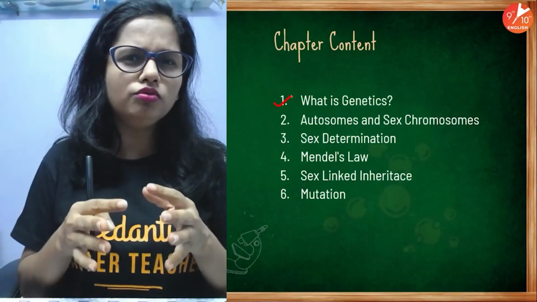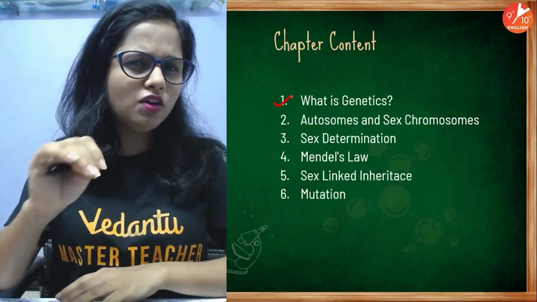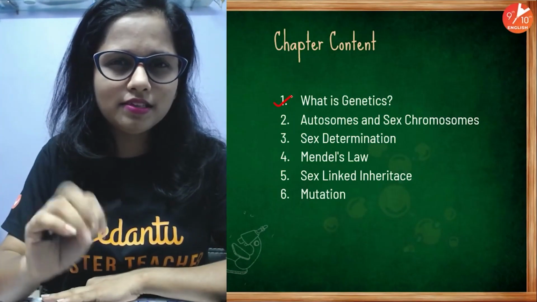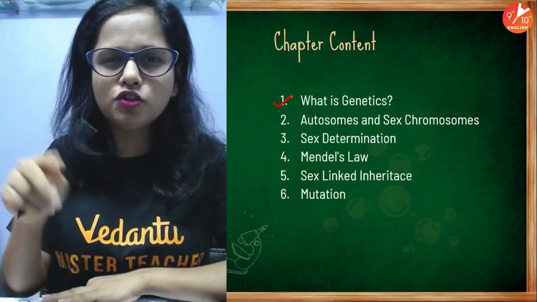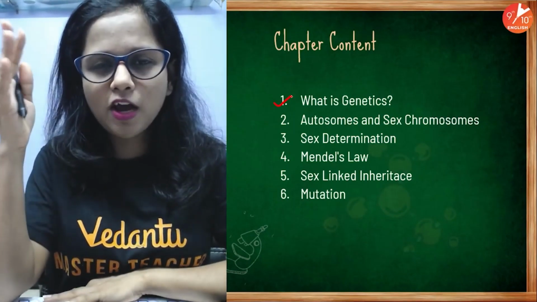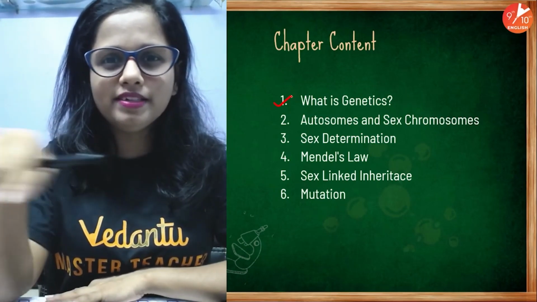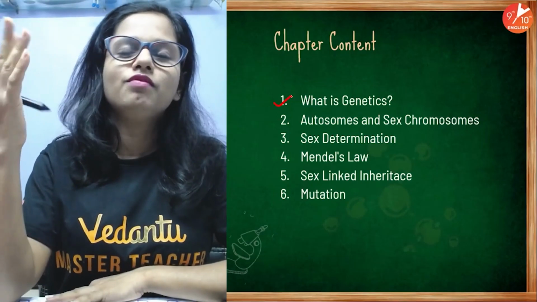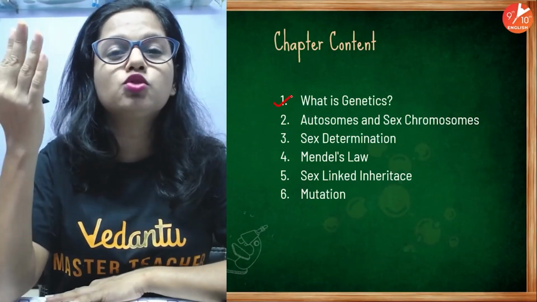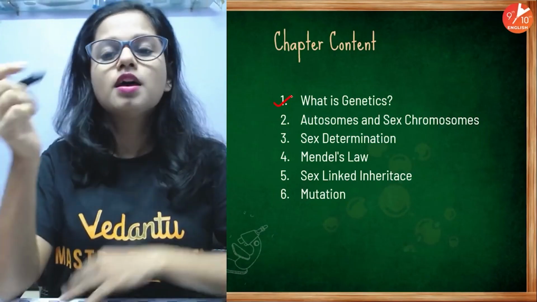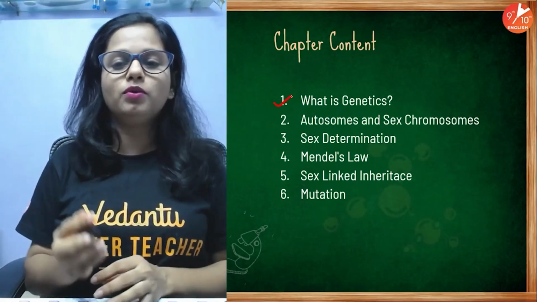So we all know, how many pairs of chromosomes are there in human cells? Let me know in the comment section. How many chromosomes are present, and their pairs? Yes, we have 46 chromosomes, that is 23 pairs of chromosomes. But we are going to discuss them in detail.